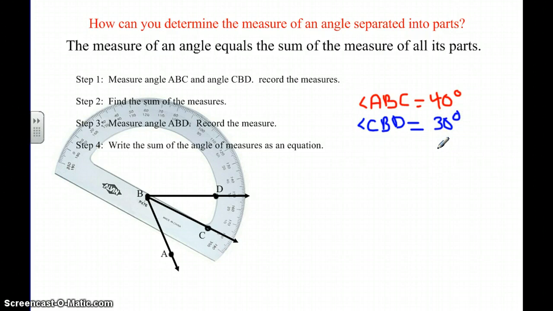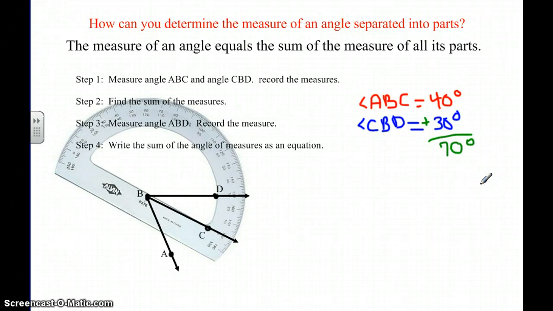Okay. So now we wanted to know the sum. So remember, sum means add. So we were looking to find out what the total of this angle was, to find out what ABD equals. So sum means add, so let's add these. Okay, so what's 40 degrees plus 30 degrees? Well, 4 plus 3 is 7. Add our 0 in, and we get 70 degrees.